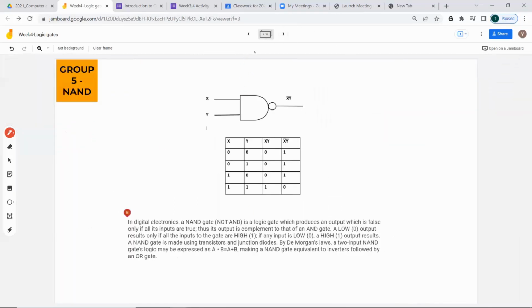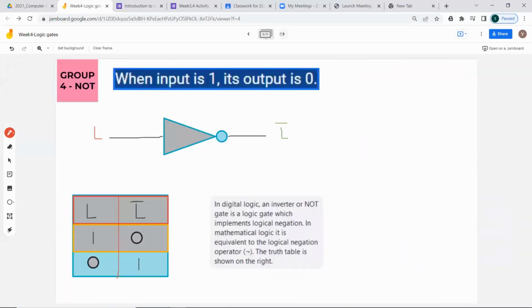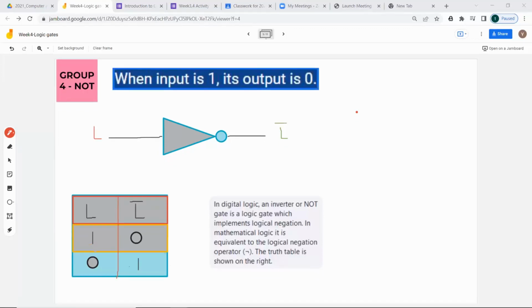Right. What happened to 4? Okay. 4, not. That is one of the easiest operations. Miss, can I? Madam? Yes. What's your name? Bhatia? Yes, madam. Okay, Bhatia.